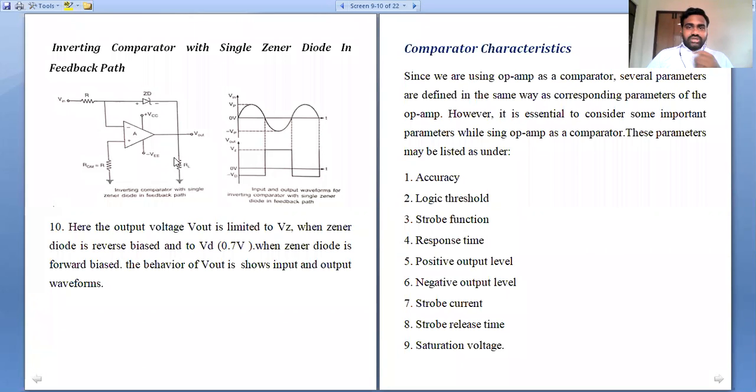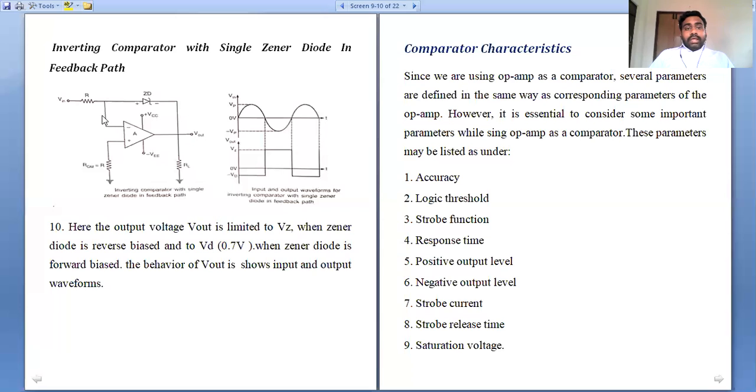Load resistance here is grounded. So if we apply the input voltage, the reference voltage is 0. Here the V2 voltage is 0. If the V2 voltage is 0, then V1 is equal to V2 from the operational amplifier principle, and again the virtual ground is also 0.